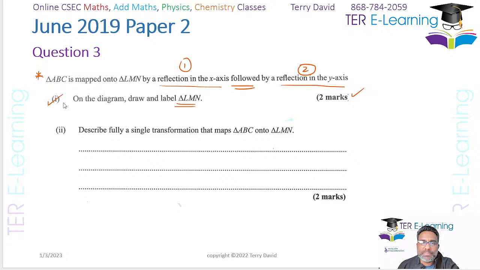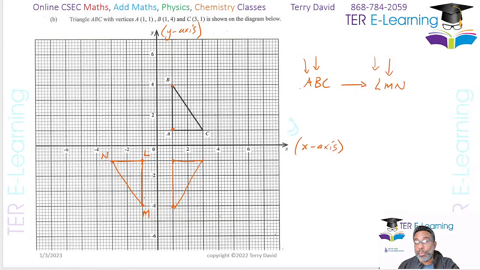Alright, so this is part 1 here. Describe fully a single transformation that maps ABC onto LMN. Now, you want to know the transformation that maps this triangle onto this triangle here. That's what you want. Now, if you didn't label it properly, some students may say, well, sir, that looks like a reflection in the line y equals minus x, right? Some people may say that.